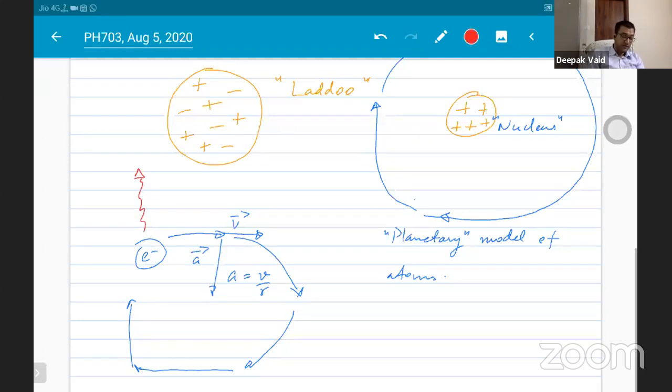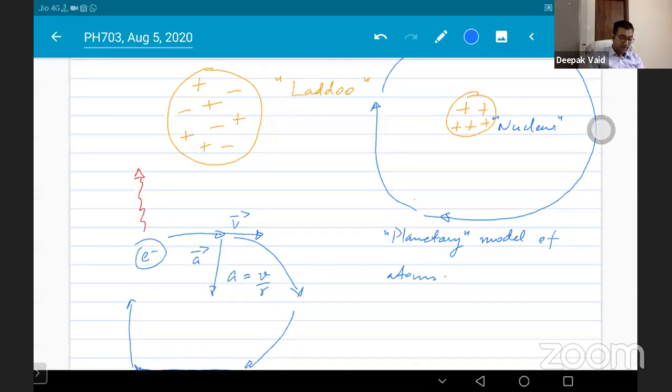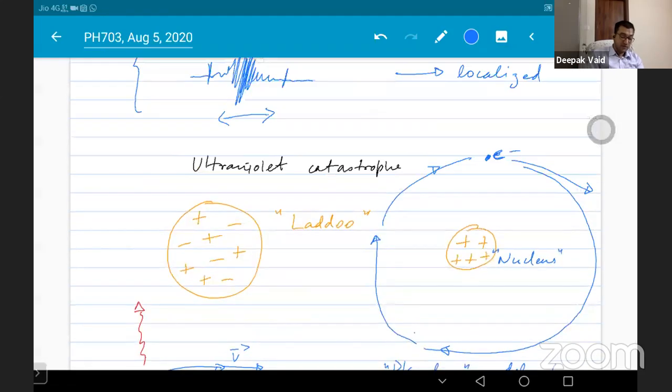So now, if this charged particle emits radiation, then its energy should decrease. If its energy decreases, then what will happen? Its velocity will decrease. If its velocity decreases, then the radius of its orbit should decrease. So this should keep happening until the particle slowly, or very quickly actually, falls into the nucleus.